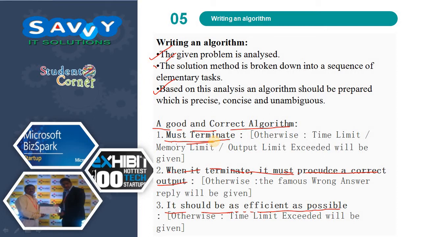Must terminate: a time limit, memory limit, output limit, etc. will be given. When it terminates, the famous wrong answer reply will be given if the output is incorrect. It should be as efficient as possible, otherwise time limit exceeded will be given.